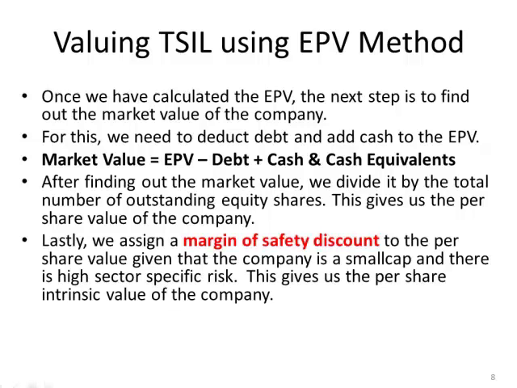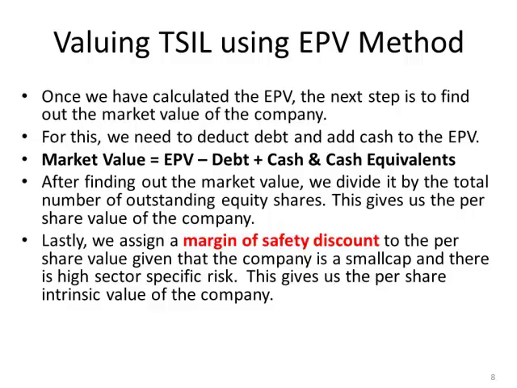Lastly, what we want to do is assign a margin of safety discount to the share value, for two reasons. One, the company is a small cap, and two, there is high sector specific risk. The margin of safety is something that we always apply because whenever we do these valuations, we have a fair number of assumptions built into them, and there's always a probability that your valuation is not going to be exactly what the true value might end up being. So we want to allow some margin of safety just in case we're wrong.